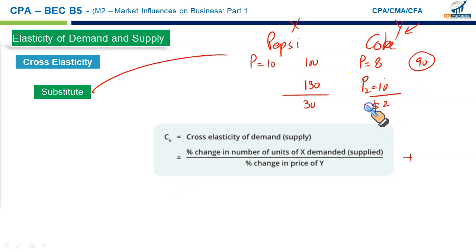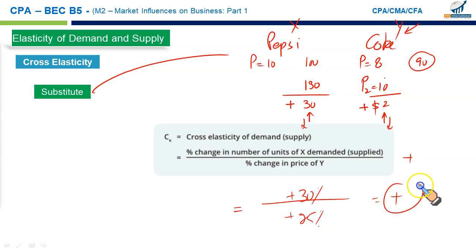So the increase in price of Coke has caused an increase in the demand for Pepsi, and likewise, if the Coke price goes down, there will be more demand for Coke and less demand for Pepsi. So they will either move up together or move down together. That's why when you calculate the cross elasticity, the result will be positive. So let's do it now. The change in price of Y is $2. 2 by 8, that is 25%. And the change in quantity demanded for Pepsi is 30 by 100, that's 30%. So the result is clearly positive, so it will give you a positive coefficient.